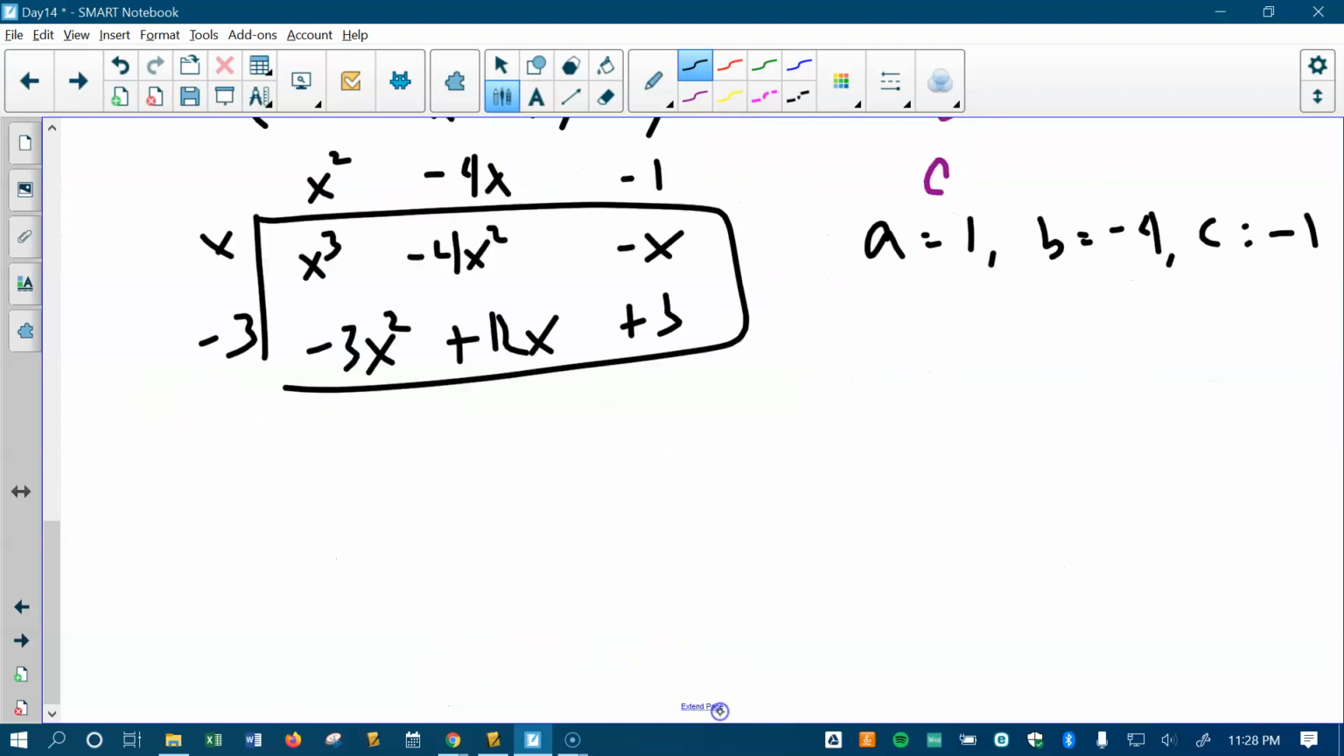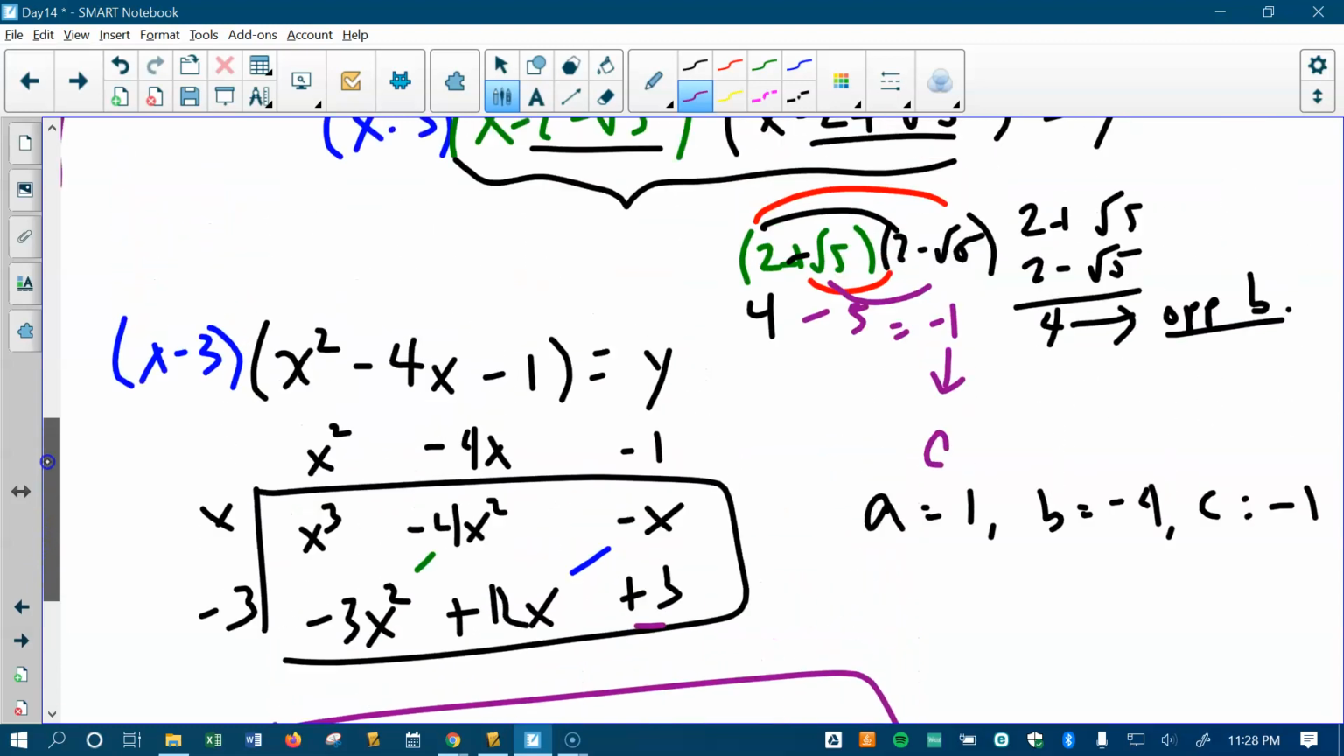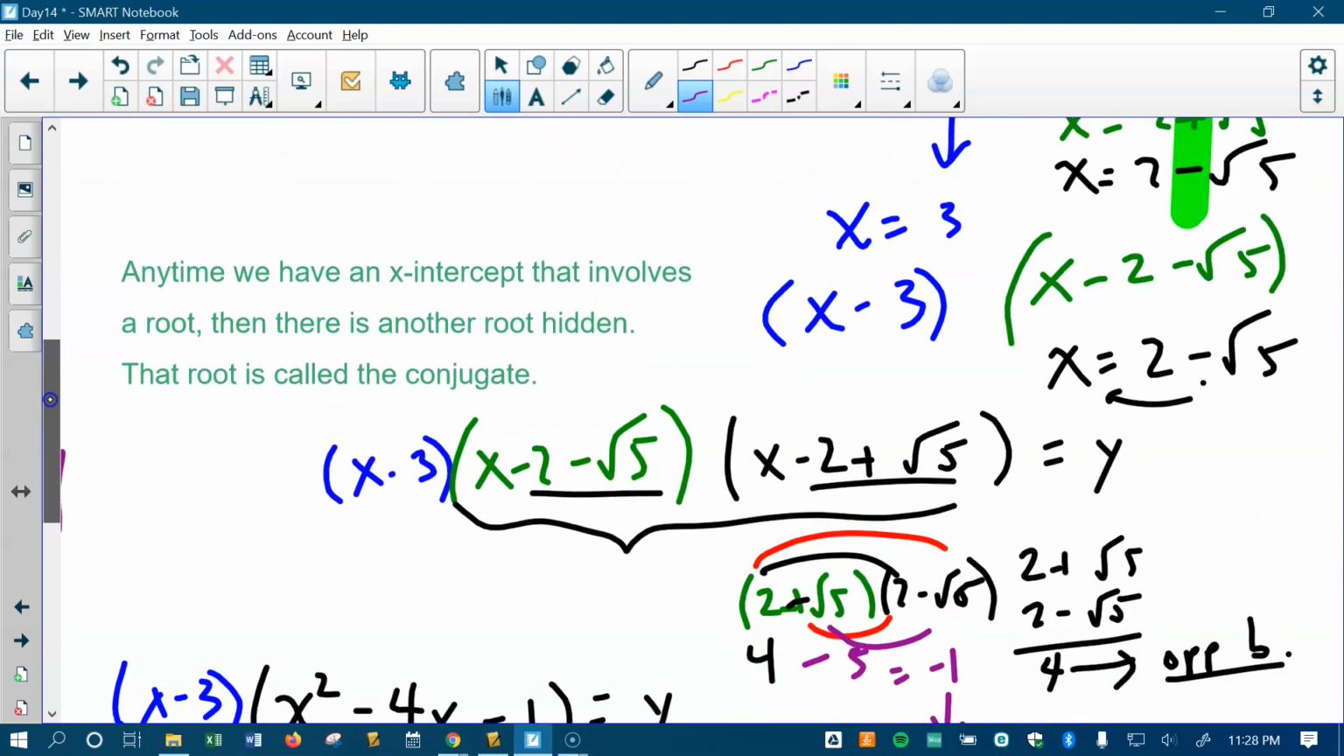So my final answer is x cubed. These two yield minus 7x squared. These two, when I combine them, get plus 11x. And then I have this plus 3 here. That's what the polynomial looked like before it was factored, before I solved for it. So it's going backwards, but kind of in a tough way.